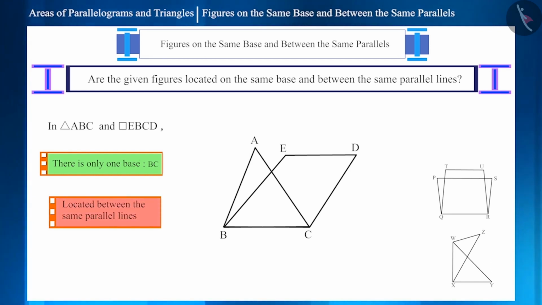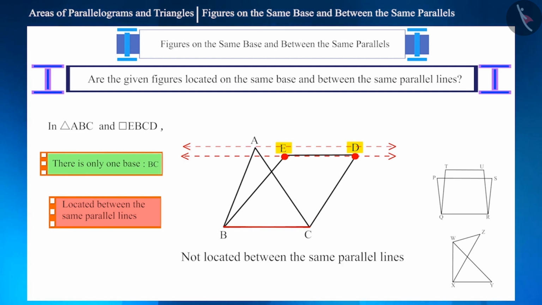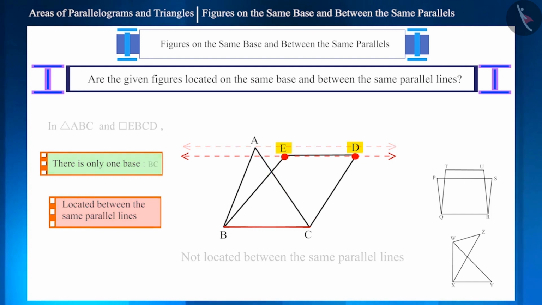This is because in triangle ABC, the opposite vertex A of the base BC, and in parallelogram EBCD, opposite vertices E and D of the same base BC, are not placed on the same line. Therefore, their heights are not equal.